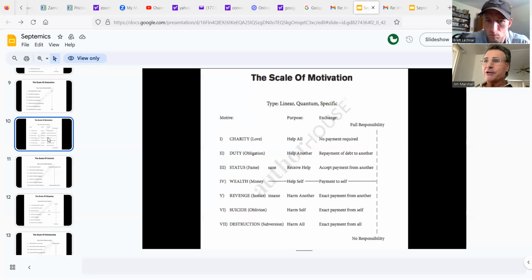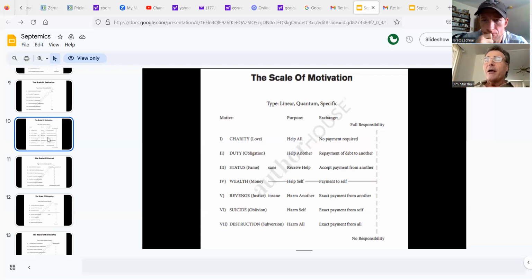Up from that is revenge. This is exact payment from another. So it's a specific person that you want exact payment from. And at four, that's payment to self. That's a person who wants wealth, wants payment to himself. Level three, status and fame, that's accepting payment from another. When you have fame or status, that's automatically you're accepting payment from another, one way or another. At two, that is repayment of a debt to another. That is what duty means.